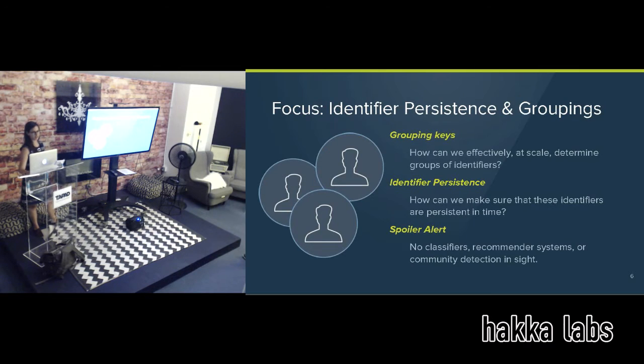So I'm going to tell you a little bit about identifier persistence. So grouping keys, how can we effectively group keys at the scale that we're talking about? And I'll tell you about that in a second. And then also, how can we make sure that those identifiers for those groupings are consistent in time? Okay, so I don't have any classifiers, I have no recommendation engines, and no community detection. So I think that I have to turn in my data science badge after this stuff.